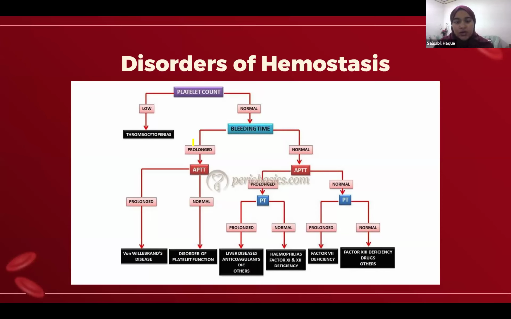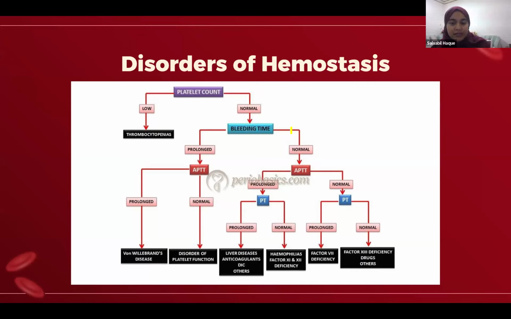So if bleeding time is prolonged and APTT is prolonged, which means both a primary and secondary hemostatic disorder, then it would be von Willebrand disease, because von Willebrand factor is also a carrier for factor VIII. However, if APTT is normal, that means it only depends on the primary platelet plug formation, and this is a disorder of platelet function. So this can be Glanzmann thrombasthenia, Bernard-Soulier, etc.